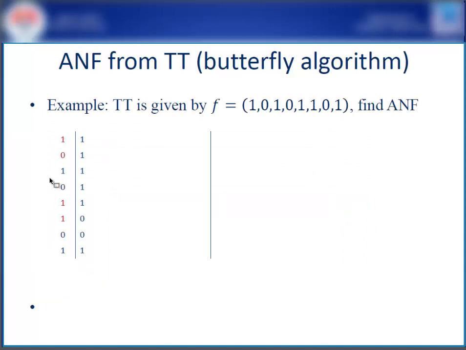As I said before, we start with the truth table written as a column vector. At the first step we rewrite the first element as it is and calculate the second element as an XOR of the first and second element. Rewrite this element, calculate this element by XORing 1 and 0. Rewrite this element, and 0 is calculated as an XOR of 1 and 1, and so on.